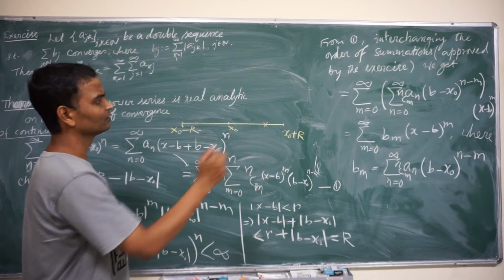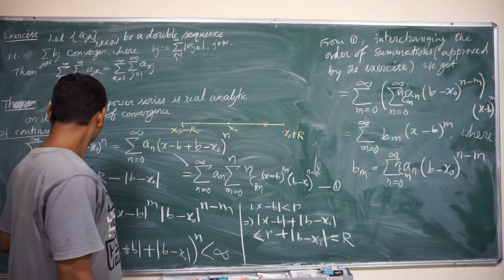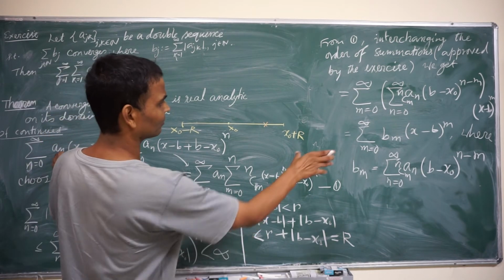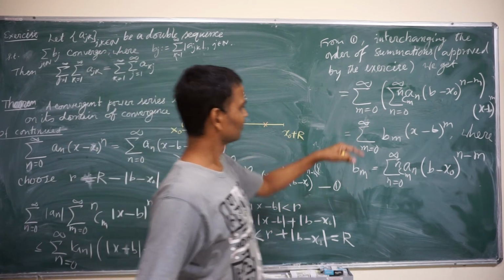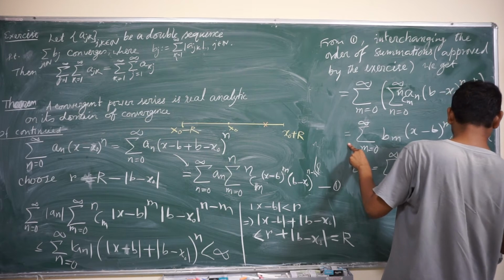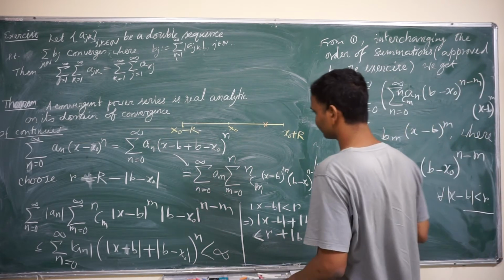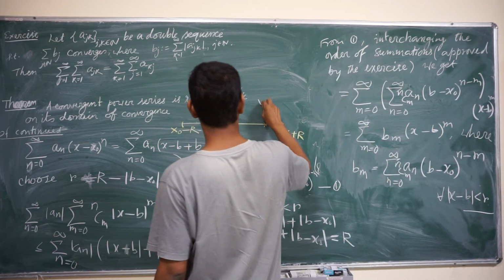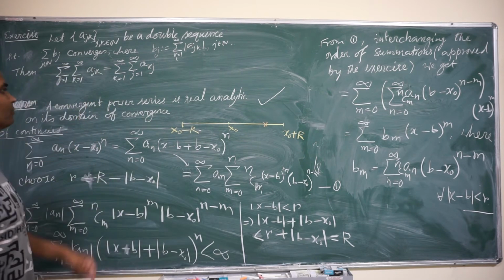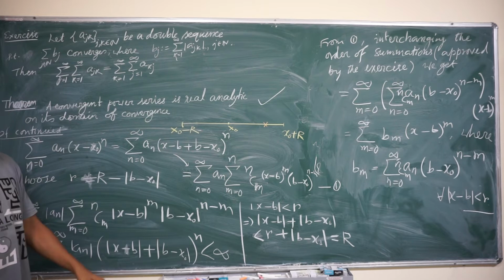Right. So this is what it is. We get the direct equality here. This is true for all x minus b less than r. Alright, this proves this. Any convergent power series is real analytic on its domain of convergence.